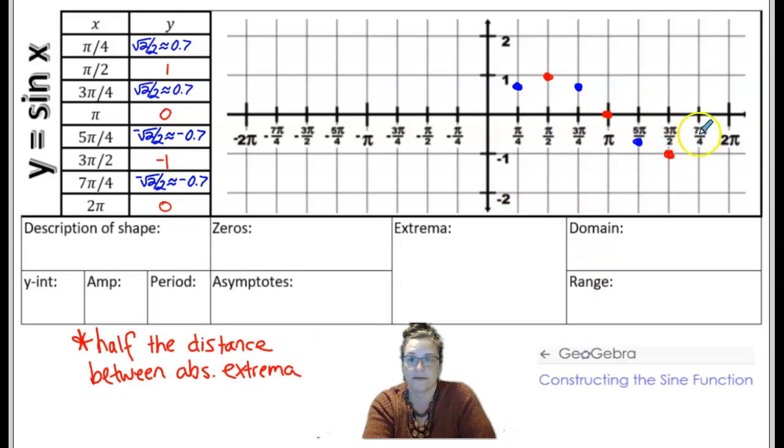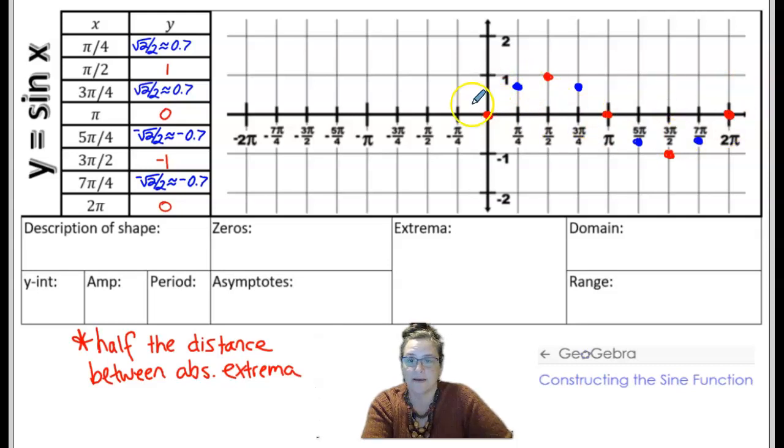Then 7 pi over 4, we come back up again to negative square root of 2 over 2. And then at 2 pi, we have another real 0. There's another x-intercept. And this is a cyclic function. It repeats this pattern. So going backwards now, we come down to a minimum, then to a 0, up to a maximum, then back down to a 0.